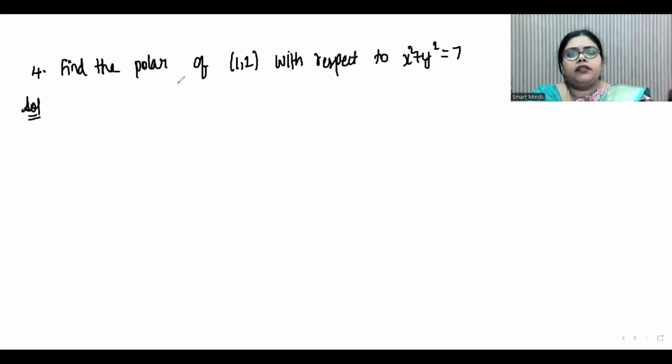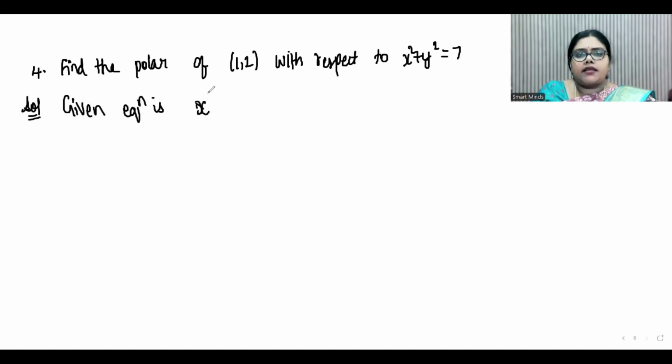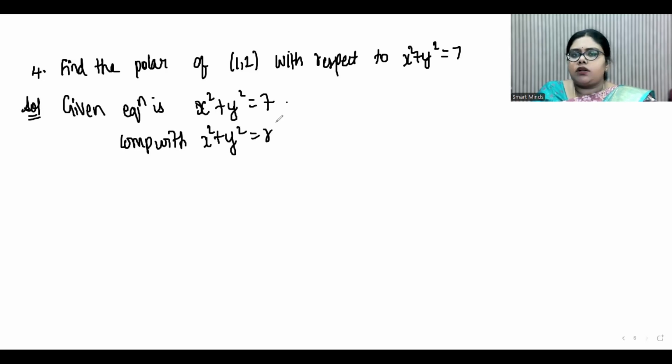Take the next question. Find the polar of 1, 2 with respect to x square plus y square is equal to 7. So, whenever polar is asked, again the formula is the same. S1 is equal to 0. Okay. So, first let us write the given equation. Given equation is x square plus y square is equal to 7. So whenever it is given in standard form, compare with x square plus y square is equal to r square. So center is 0, 0 and radius is equal to root 7.